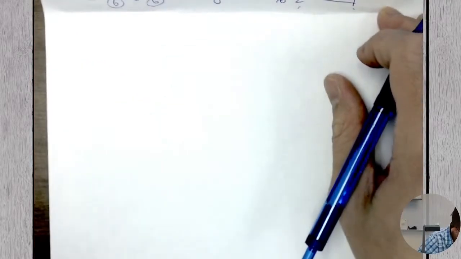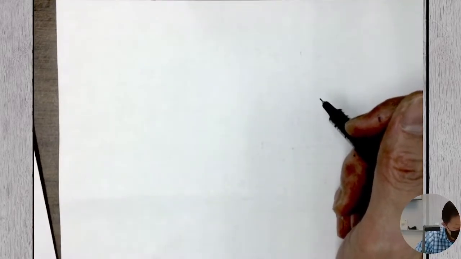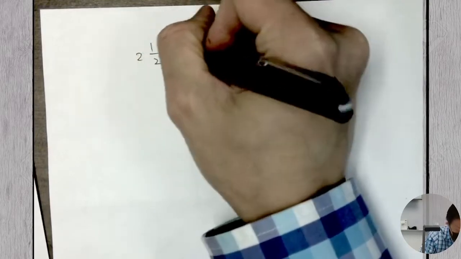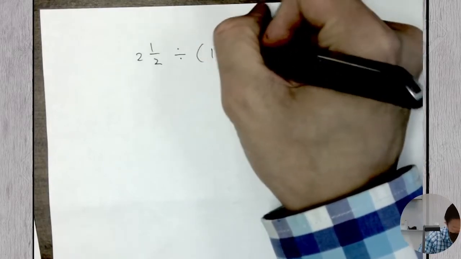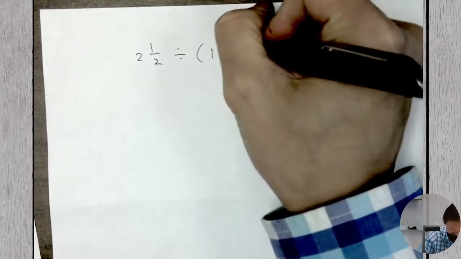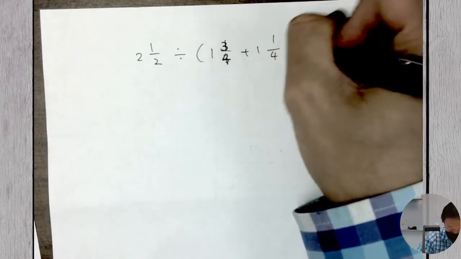One more of these simple questions, and then I would like to show you another question from your book. It says 2.5 divided by 1 3/4 plus 1 1/4. Sorry about this.